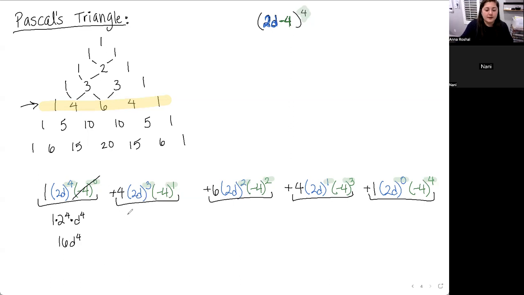So then I'm going to go in here. I'm going to have 4 times 2 to the 3rd times d to the 3rd times -4. So that's going to be a lot. That's 8 times 4, 4 times 4 is 16, times 8. Who knows what that is? 80, no. 16 times 8 is 128. But negative, because this is negative. So -128 d to the 3rd. And we're going to continue.